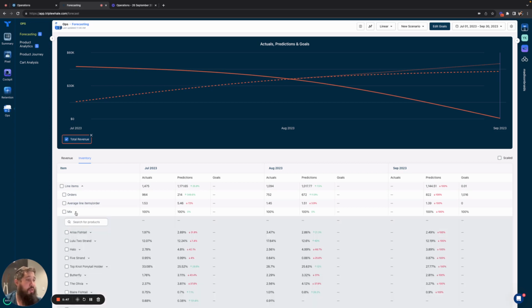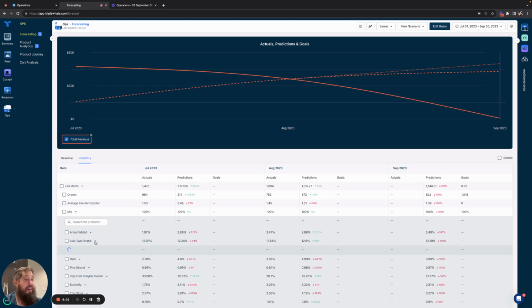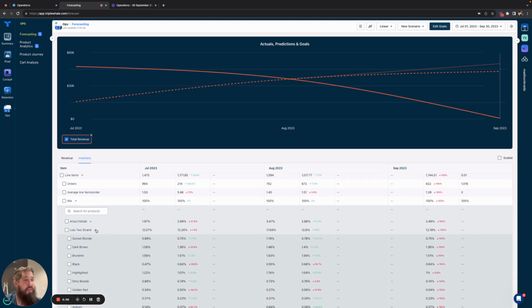Mix is the distribution of your line items across your catalog. So for example, in the month of July, for every 100 line items that were sold, approximately 12 of them were some kind of Lulu 2-strand, which is a product that's sold in this store. If I want to understand how that breaks down at a SKU level, I can click here and see a SKU level view. Okay, so that's, again, the mix.